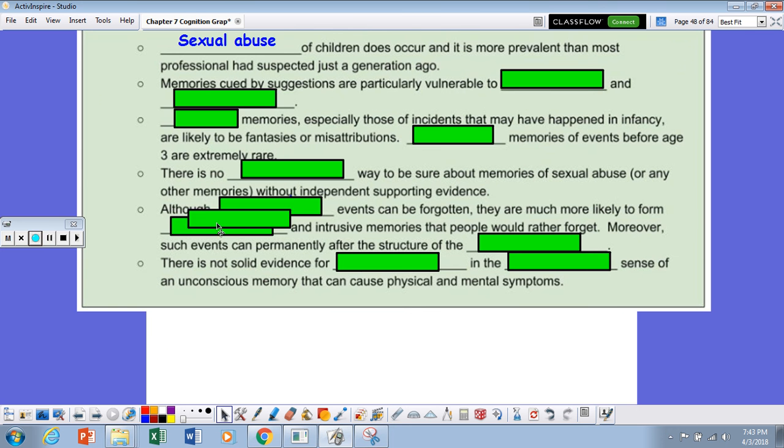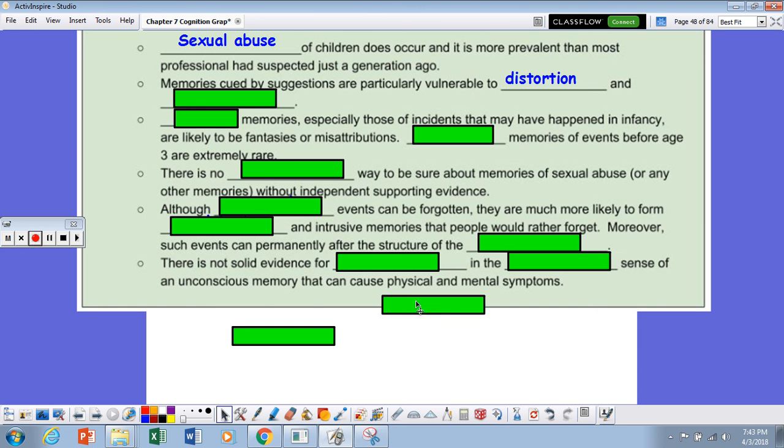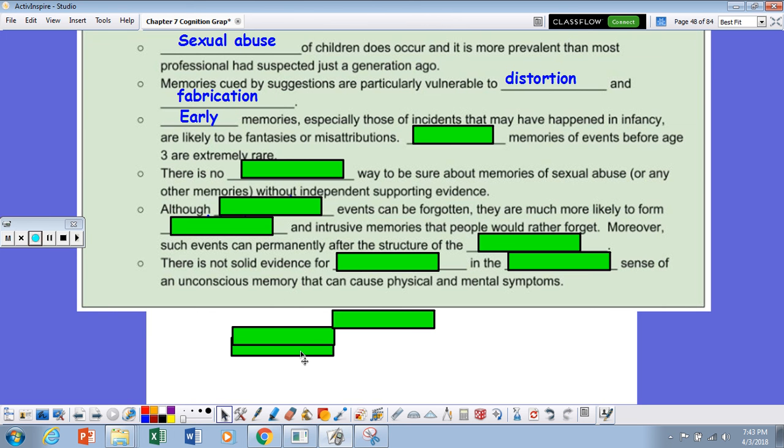First, sexual abuse of children does occur, and it is more prevalent than most professionals had suspected just a generation ago. Memories cued by suggestions are particularly vulnerable to distortion and fabrication. Early memories, especially those of incidents that may have happened in infancy, are likely to be fantasies or misattributions. Episodic memories of events before age 3 are extremely rare.